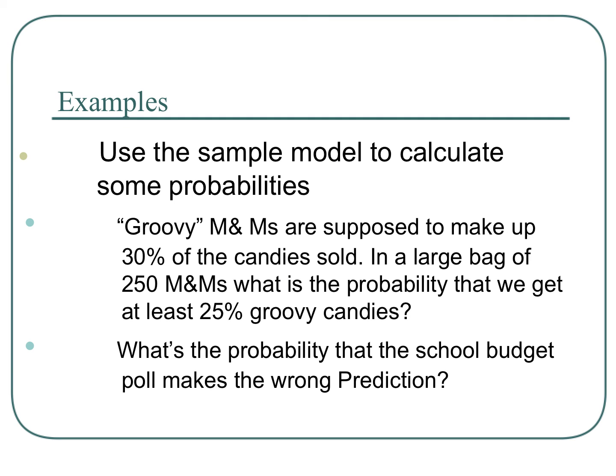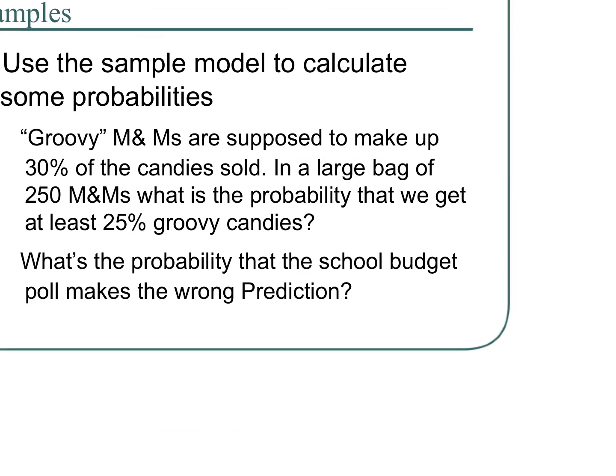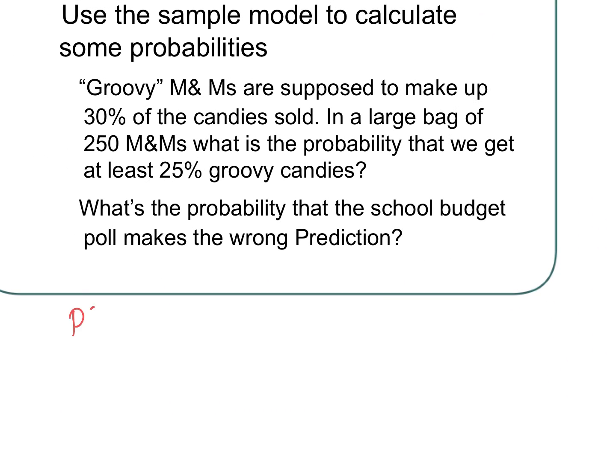Okay, so groovy M&Ms are supposed to make up 30% of candy sold. We talked about these groovy M&Ms in a previous problem. In a large bag of 250 M&Ms, what is the probability we get at least 25% of them that are these groovy speckled candies? So what's the probability that P hat is greater than or equal to 0.25? That's the question. Oh, wow, she actually was like, a situation is called a Bernoulli Trial if it meets the following. Wow, I'm impressed, Siri.